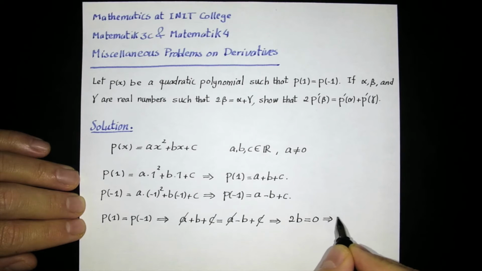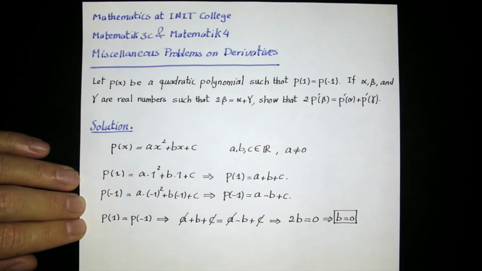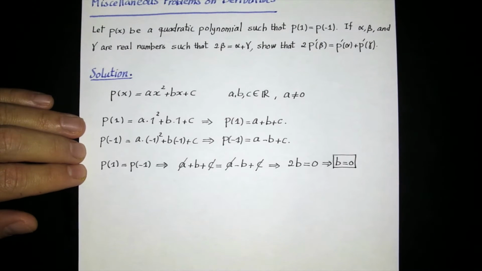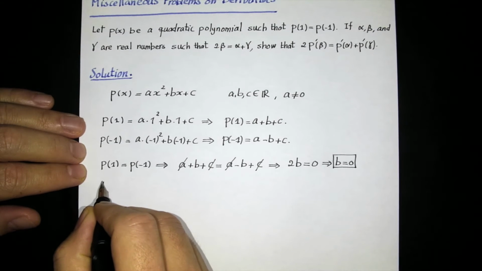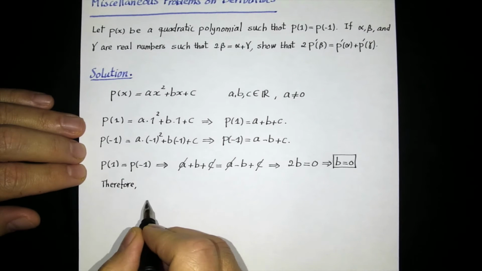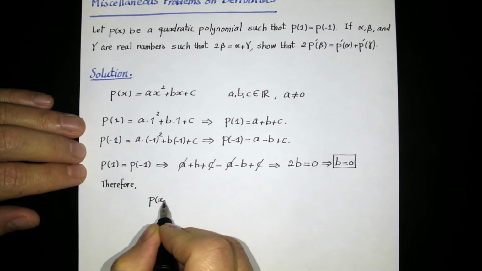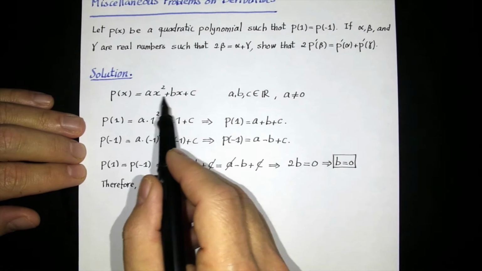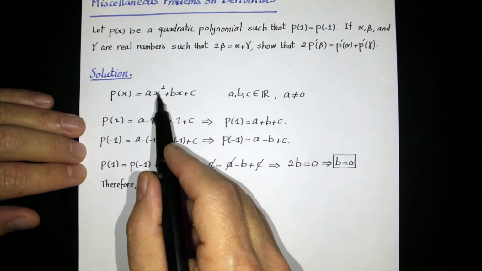But then it means that b is equal to 0. So from that piece of information, we realize that b is equal to 0. Okay, so therefore, my polynomial p of x does not have this first degree term. Yes, it is ax squared plus c.